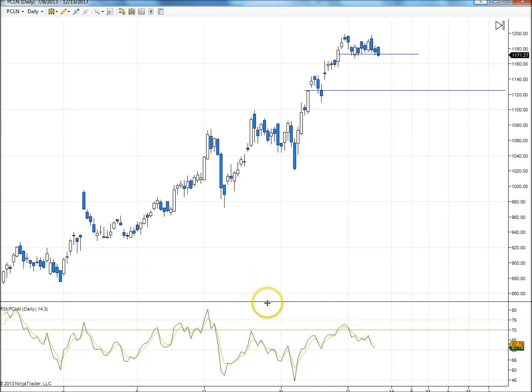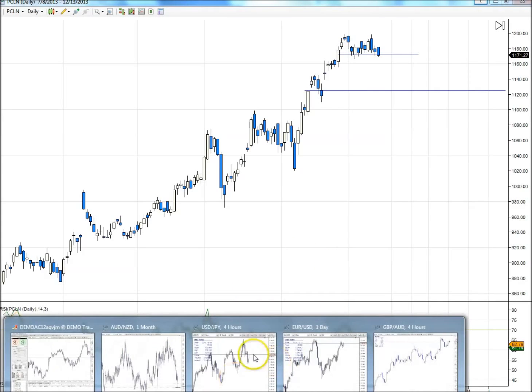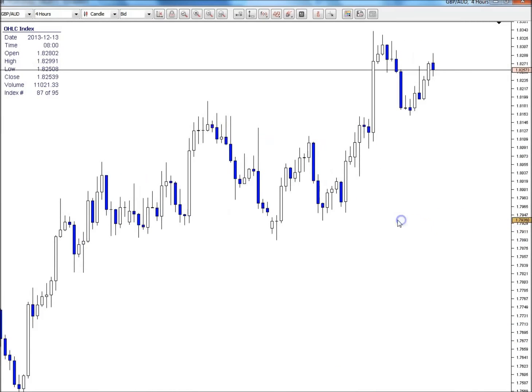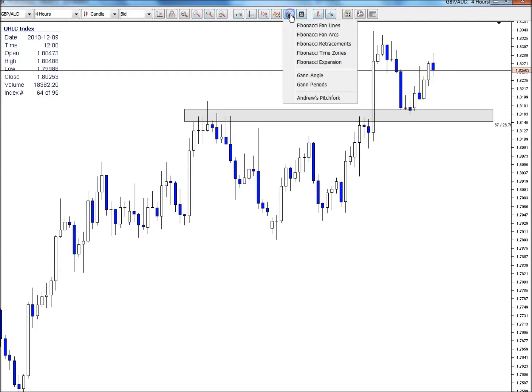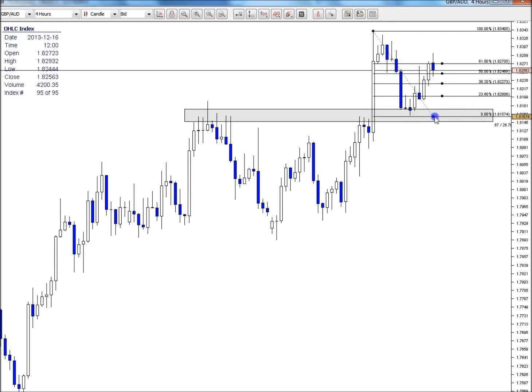Moving fast on some of the forex charts. We have the pound Aussie. I talked about this short opportunity. This is the support area. We see the market opened and rallied all the way back to the 61.8, and then it found some resistance. So this could be an entry level. We have to be careful.